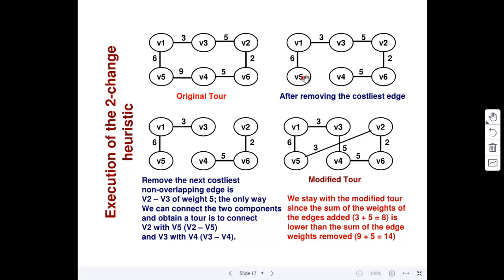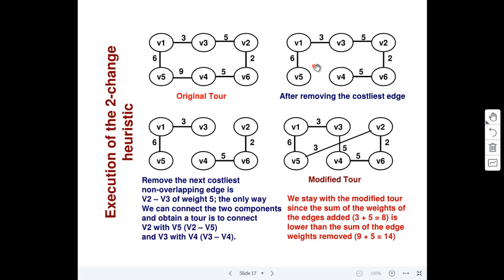Okay, so now we want to remove two edges because of this nature of the two-edge heuristic. So we will have to remove one more edge. Now we could think, okay, the next costliest edge is this weight 6. Why can't we just remove it? But if you remove that, vertex 5 is going to get isolated. So we really cannot remove that edge, because if you isolate vertex 5 by removing this edge, we have removed two edges. We are done with removals.